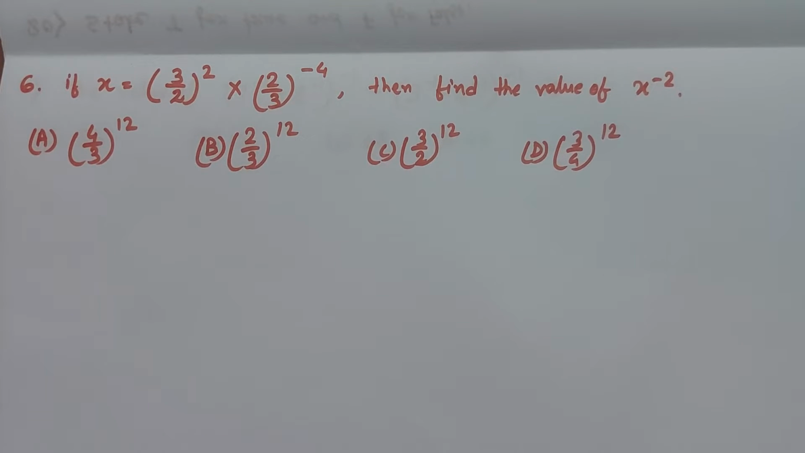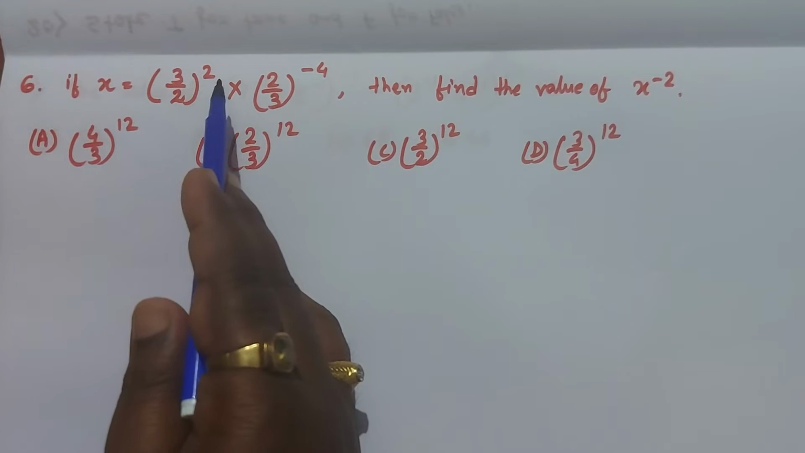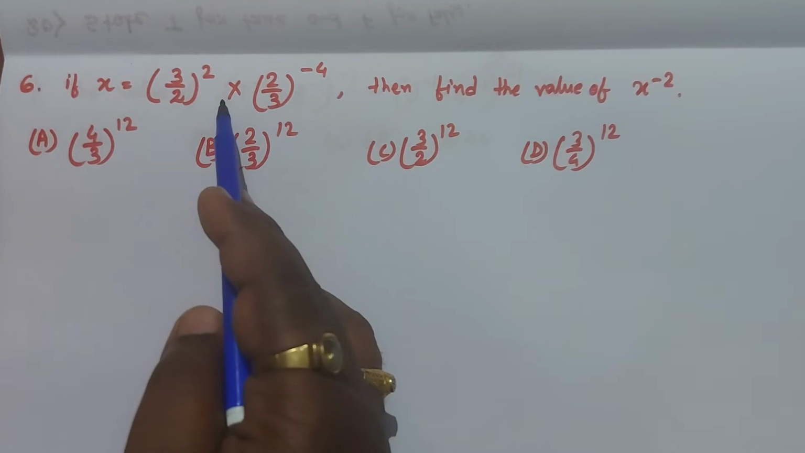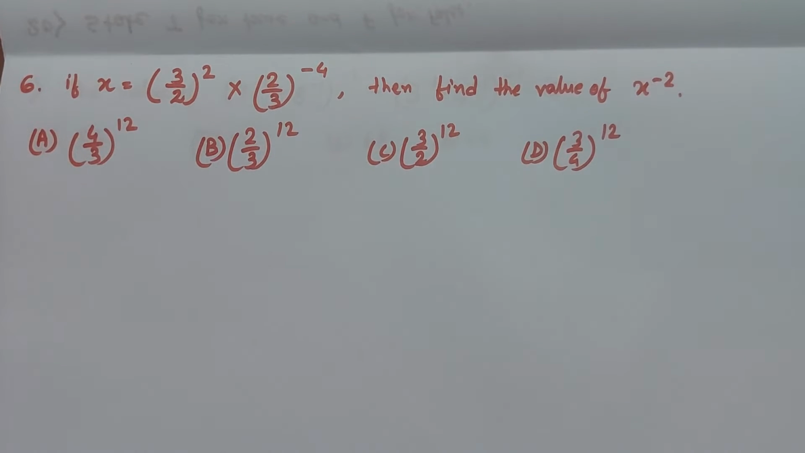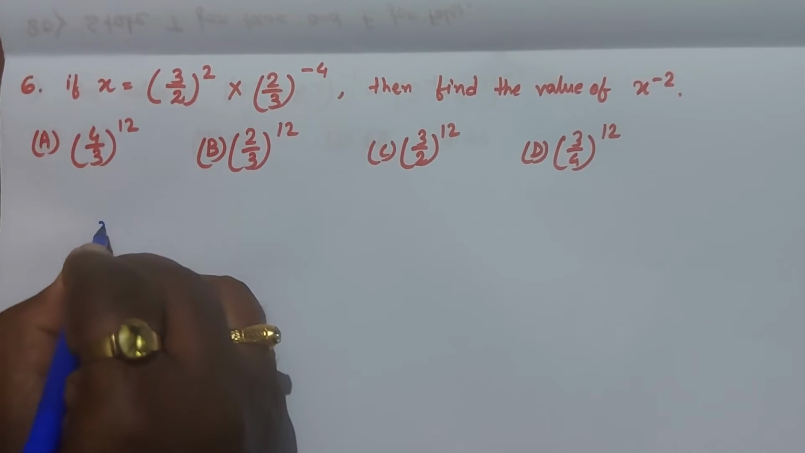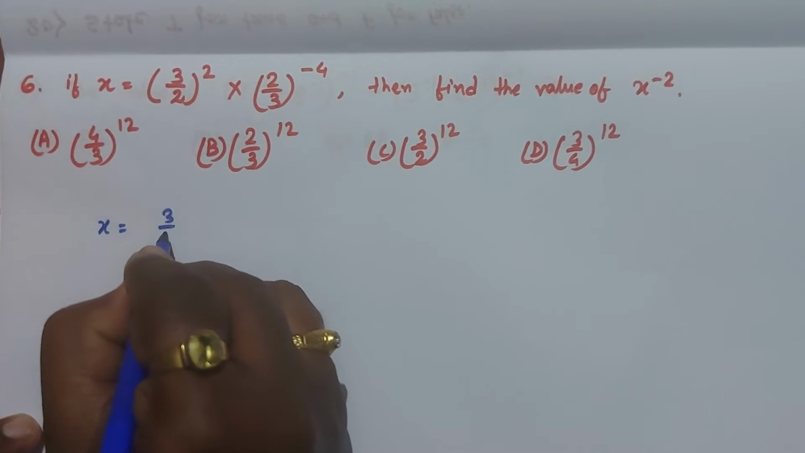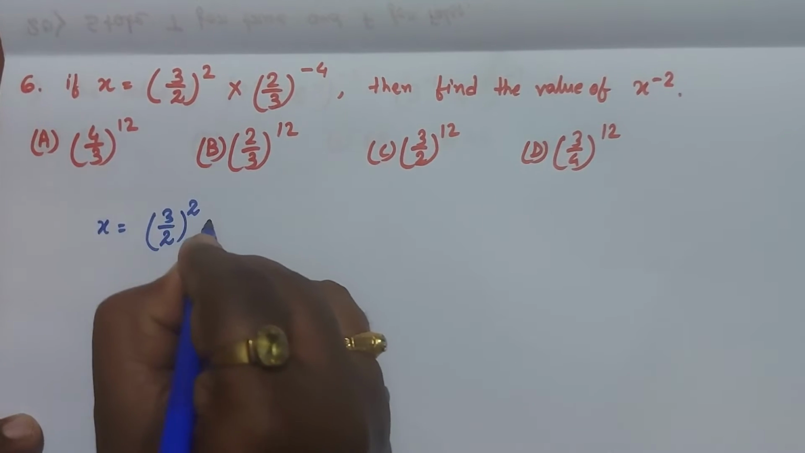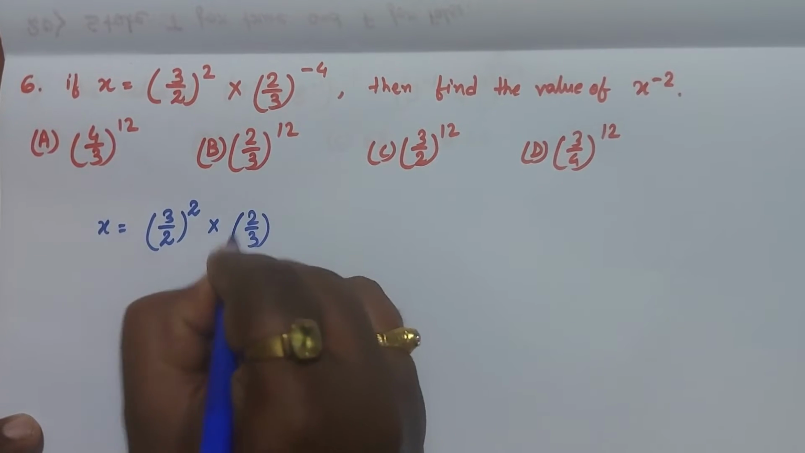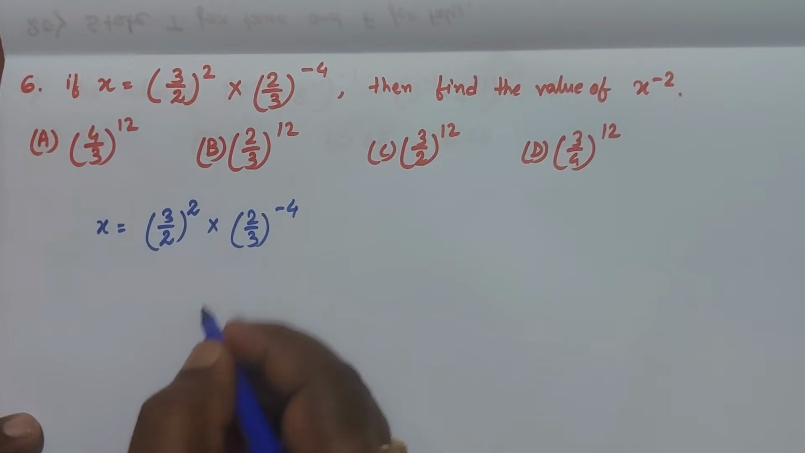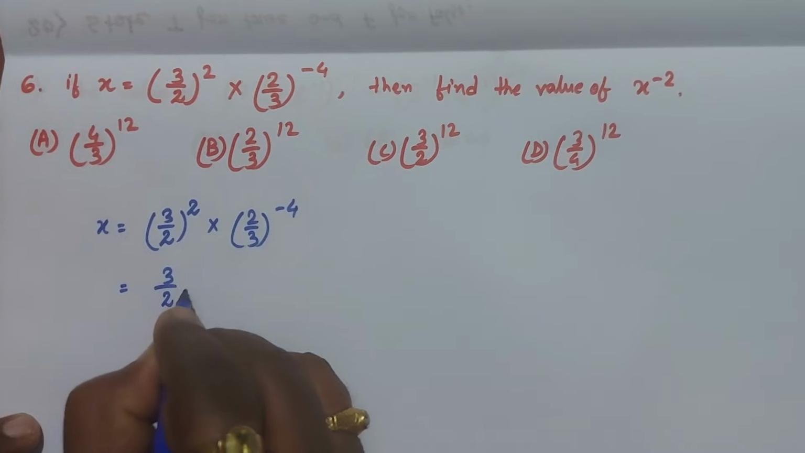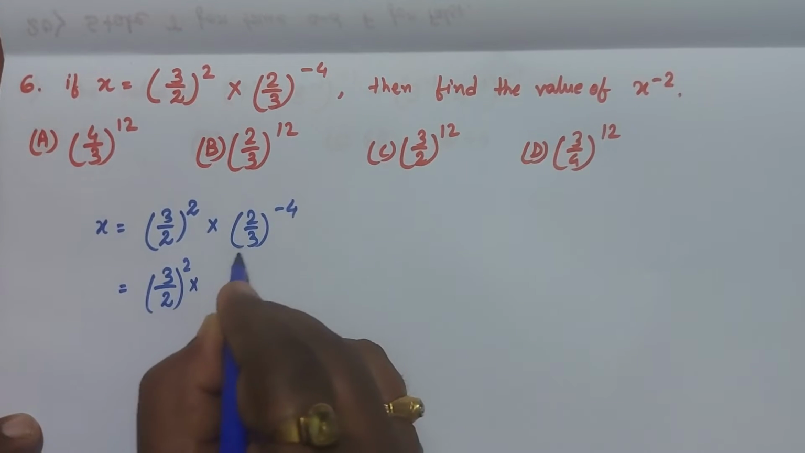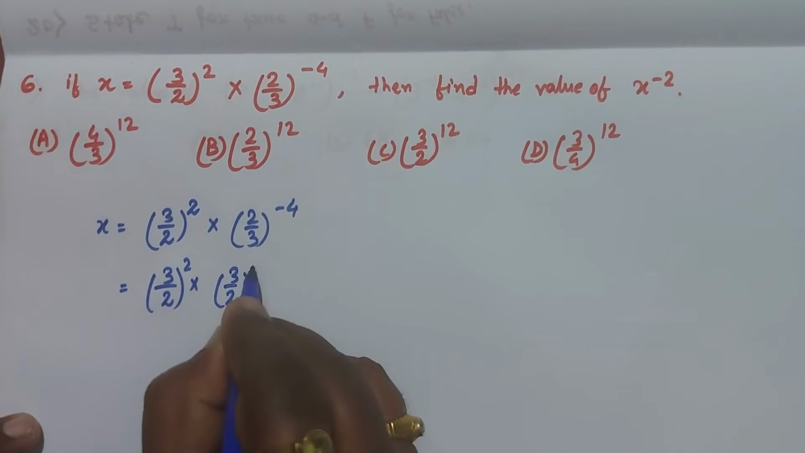Our next question is: if x equals 3 by 2 whole square plus 2 by 3, multiplied by 2 by 3 whole to the power minus 4, then find the value of x to the power minus 2. Okay, so let us determine it. The value of x is given such that 3 by 2 whole to the power 2 into 2 by 3 whole to the power minus 4. Now here we can write this as 3 by 2 whole to the power 2 into 3 by 2 whole to the power 4.